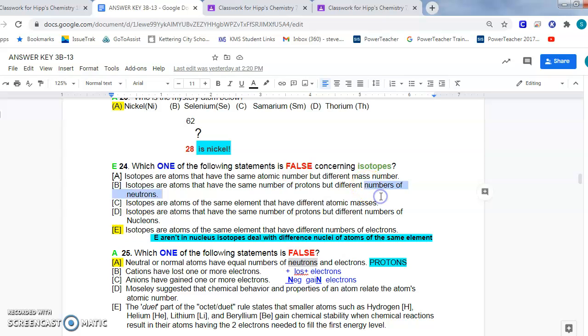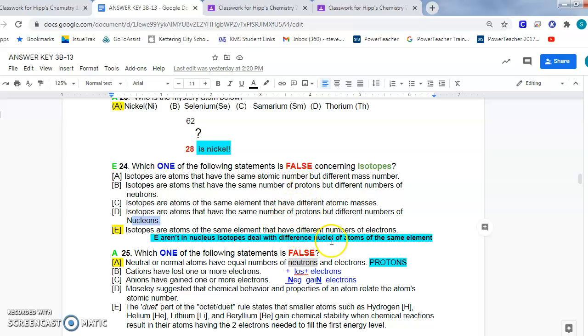But different numbers of neutrons. Correct. If the mass number is different and the number of protons are the same, then the number of neutrons has to be different, because mass number is protons plus neutrons. Isotopes have different masses. They do. Why? Because they have different numbers of neutrons in the nucleus. Isotopes are atoms that have the same number of protons. Yep, but different number of nucleons. That's true. Nucleons are a term for any particle in the nucleus.